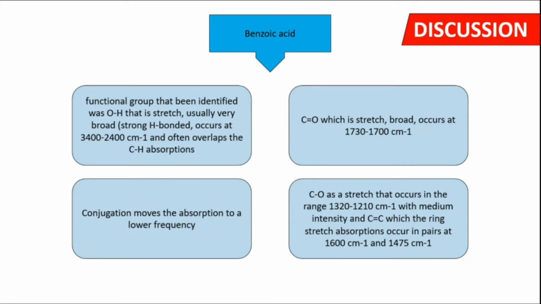C=O, which is a broad stretch, occurs at 1730 until 1700 cm⁻¹. Conjugation moves the absorption to a lower frequency. C-O stretch occurs in the range 1320 until 1210 cm⁻¹ with medium intensity, and C=C, which is the ring stretch absorption, occurs in a pair at 1600 cm⁻¹ and 1475 cm⁻¹.